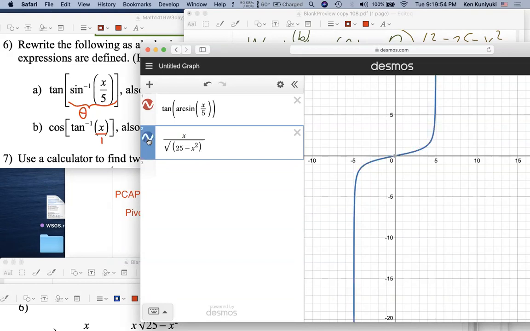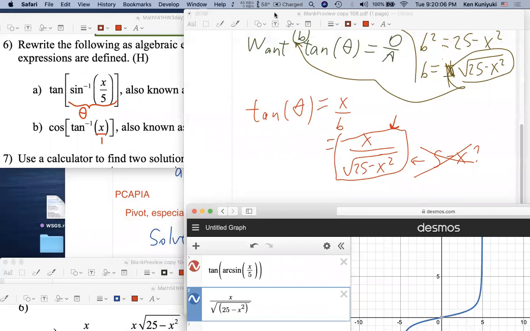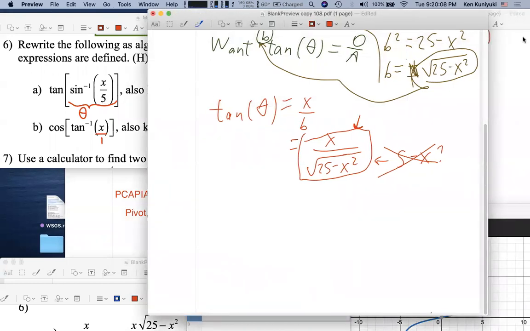Isn't that amazing? This and this, they're equivalent. They even have the same domains. The open interval from -5 to 5. It's amazing. Okay, and obviously if you have the chance, you prefer the algebraic form, right? Okay, anyway, let's continue with chat.